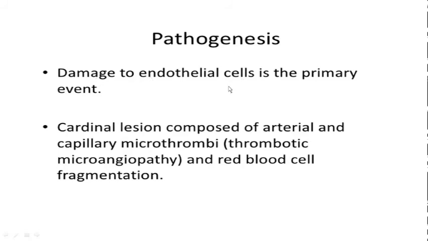In TTP we remember there were antibodies against the multimers of von Willebrand factor, but over here you have damage to the endothelial cells. This is the primary event, and that will lead to formation of platelet adhesions and arterial and microthrombi, and further thrombotic microangiopathy and RBC fragmentation.